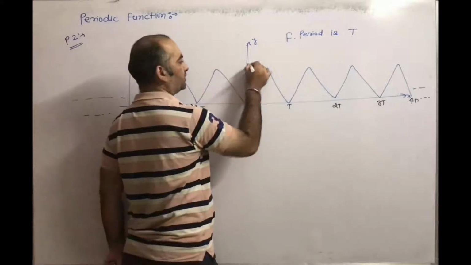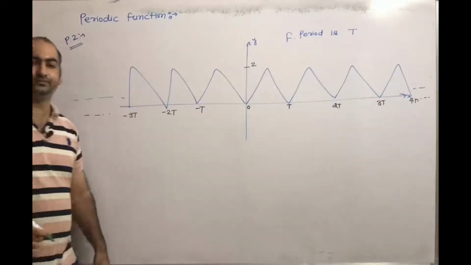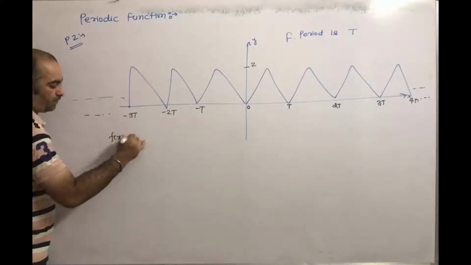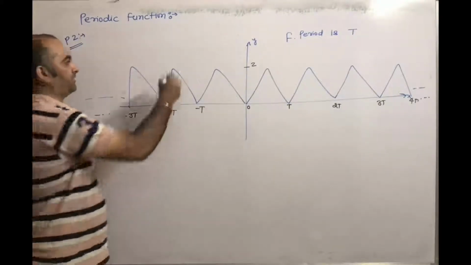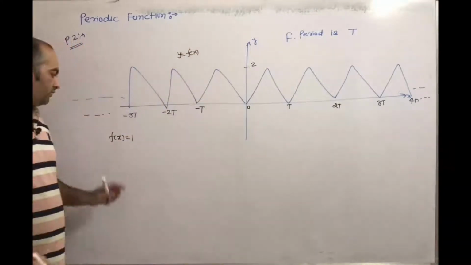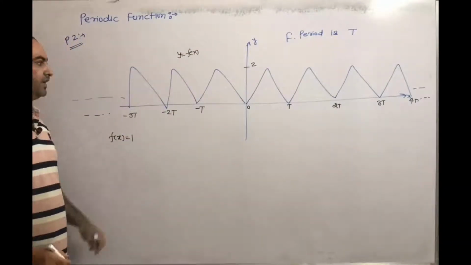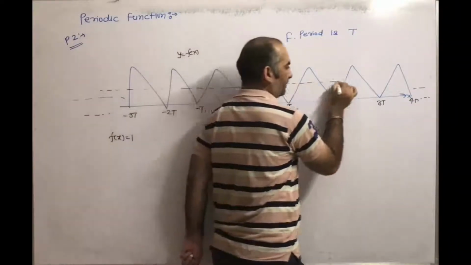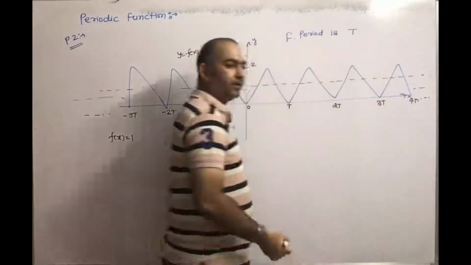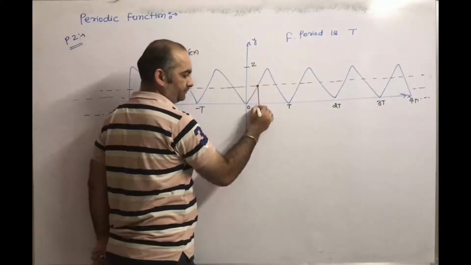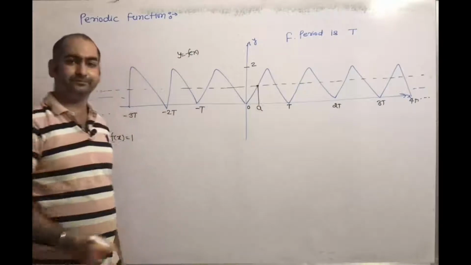Now this maximum value we can take, suppose this is 2. Now where f(x) is 1, this is y equal to f(x) function. So y, f(x) equal to 1 we want, so at 1 we will draw a line. Suppose this point's value is a.